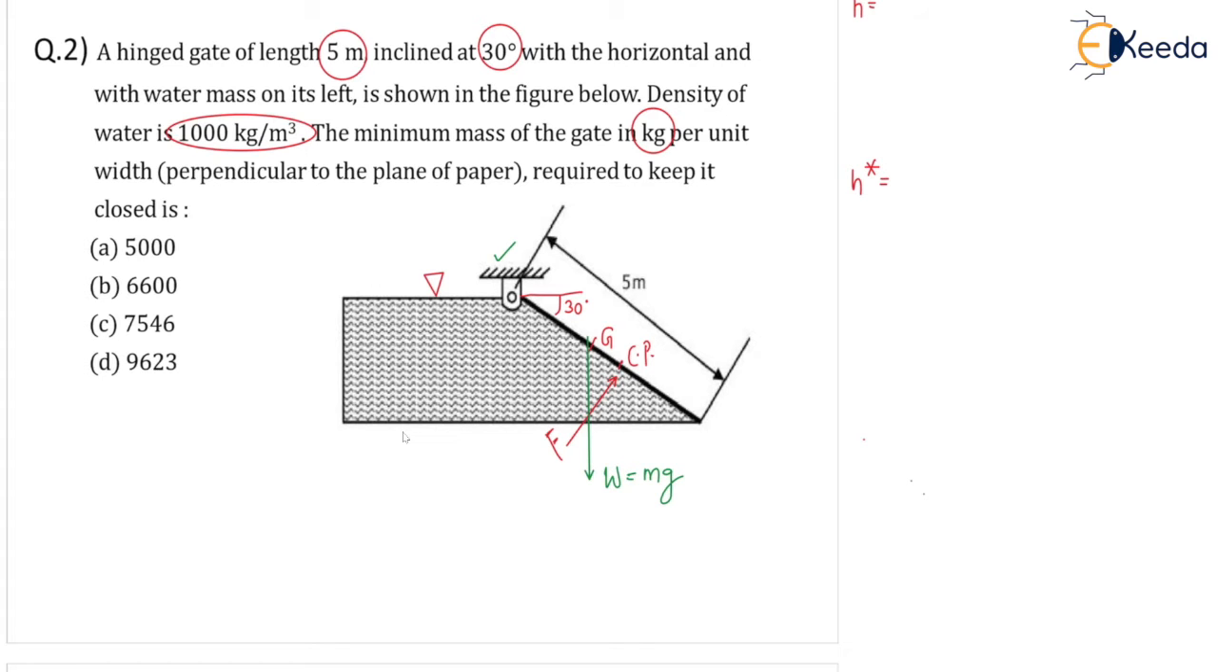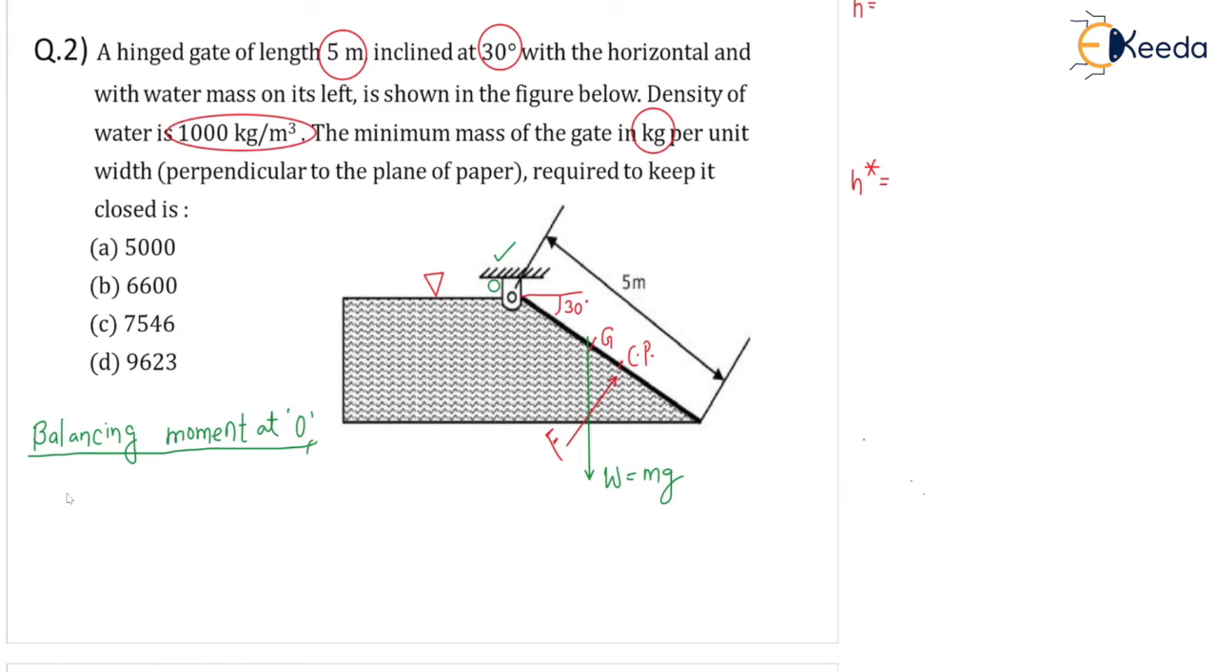So the question is, you have to find the minimum mass of the gate so that the gate should not open. That means these two moments must be balanced, correct? So we have to balance the torque in the clockwise and anti-clockwise directions. This is our target. I'll write the equation and then we'll find the required components. Let us say this point is O, the hinge point. So I'll write the equation here: balancing moment at O.